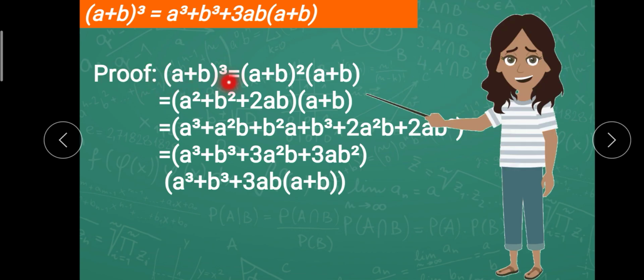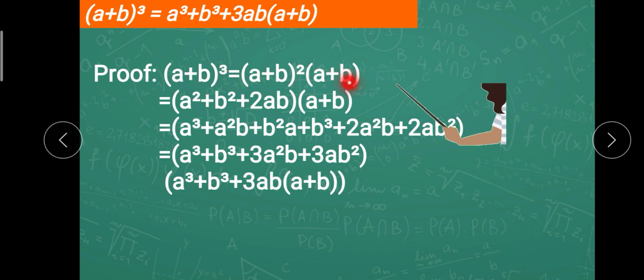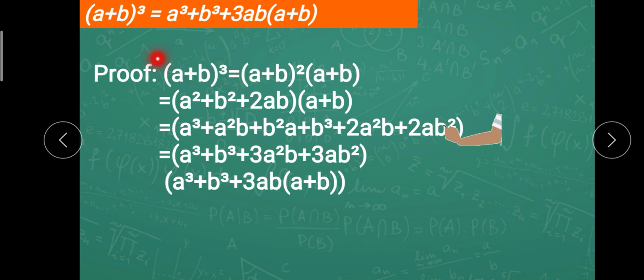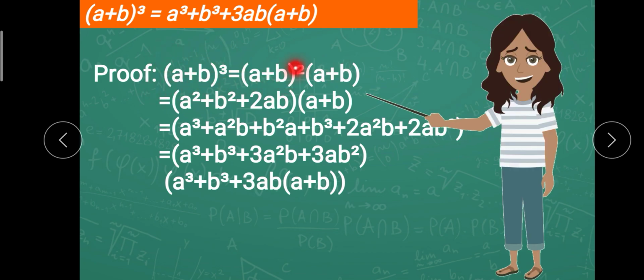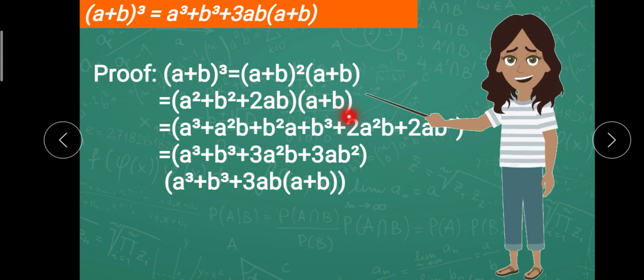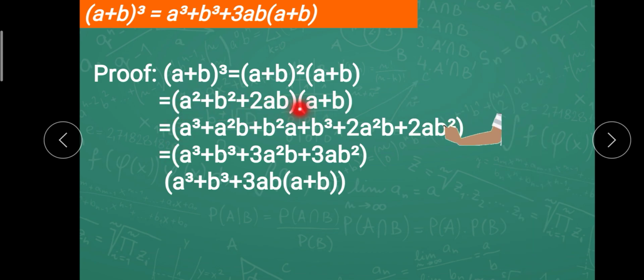So (a + b)³, we can write (a + b)³ as (a + b)² times (a + b), because as you know the power of (a + b) here is 2 and the power of (a + b) here is 1. So 2 plus 1 means 3. So we can split (a + b)³ as (a + b)² times (a + b). Now using the identity (a + b)², which is a² + b² + 2ab, times (a + b). Now multiply a² with (a + b), then b² with (a + b), then 2ab with (a + b).